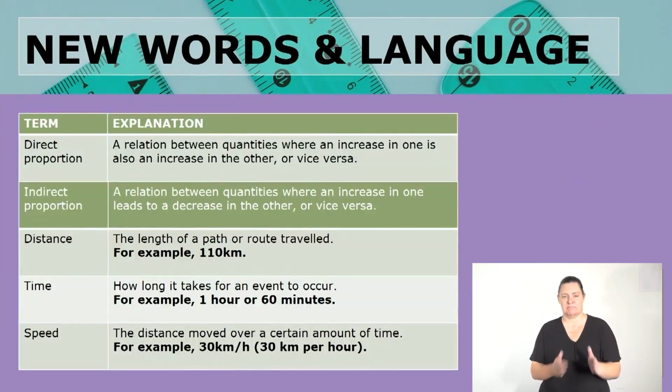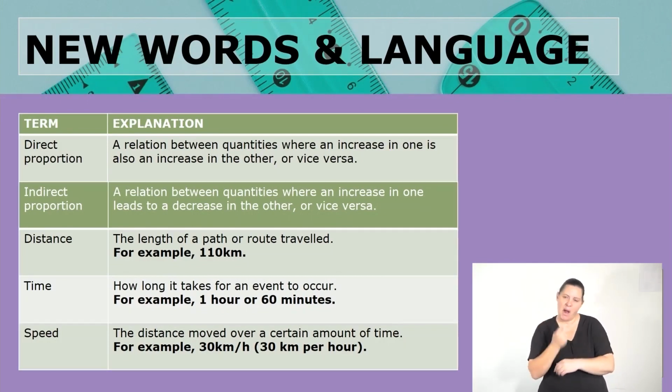Let's move on to the new words that we are going to use during this lesson. We are going to talk about direct proportion. That is a relation between quantities where an increase in one is also an increase in the other, or vice versa. Indirect proportion, a relation between quantities where an increase in one leads to a decrease in the other, or vice versa. Distance, the length of a path or route traveled, for example, 110 kilometers.